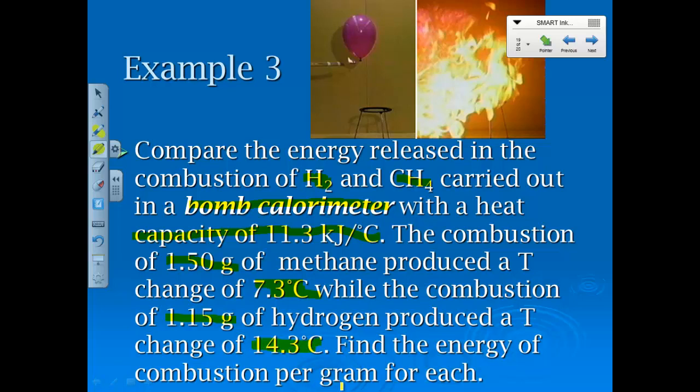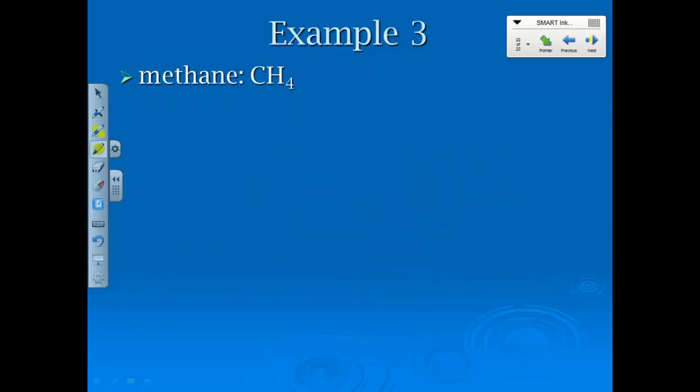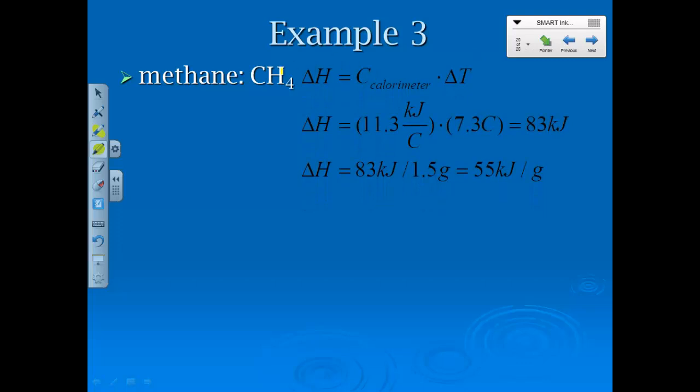So we need to find the energy of combustion. We're going to do per gram because that's what they gave us. Okay, per mole would just be one additional calculation. So how do we do that? Well, if I have methane, which is CH4, here's my equation. Now we're talking about constant volume calorimetry. So we're going to use delta H is equal to the heat capacity of the calorimeter times delta T. So we've got that 11.3 kilojoules over degrees Celsius times 7.3 gives us 83 kilojoules for this particular reaction.